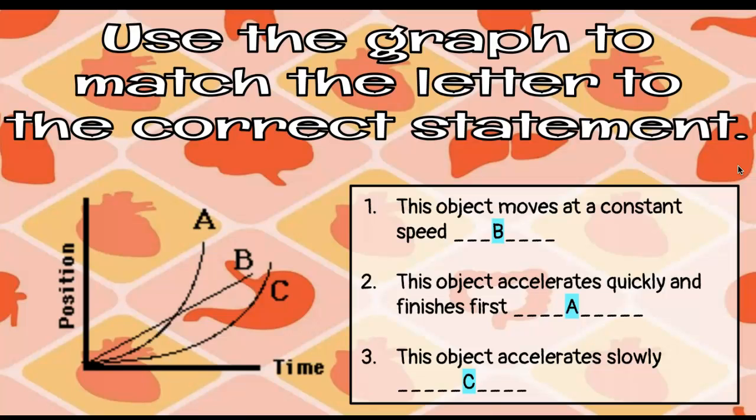This slide tells you to use the graph to match the letter to the correct statement. So this is a distance and time graph. We see object A, B, and C. The object that's moving at a constant speed is our diagonal line, which is B. The object that's accelerating quickly and finishing first, we see that steep line curve, there's A, so it finishes first. And then the object that accelerates more slowly, we have our curve, but it's taken more time to get there, so that's definitely going to be C.